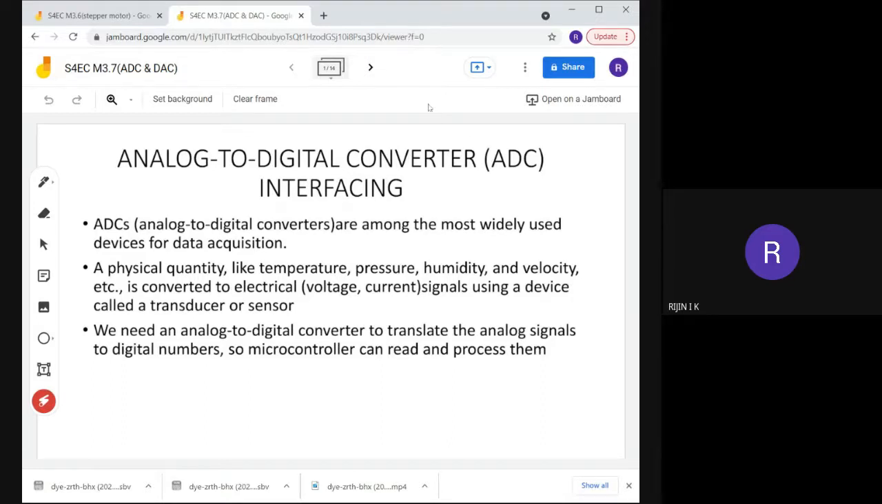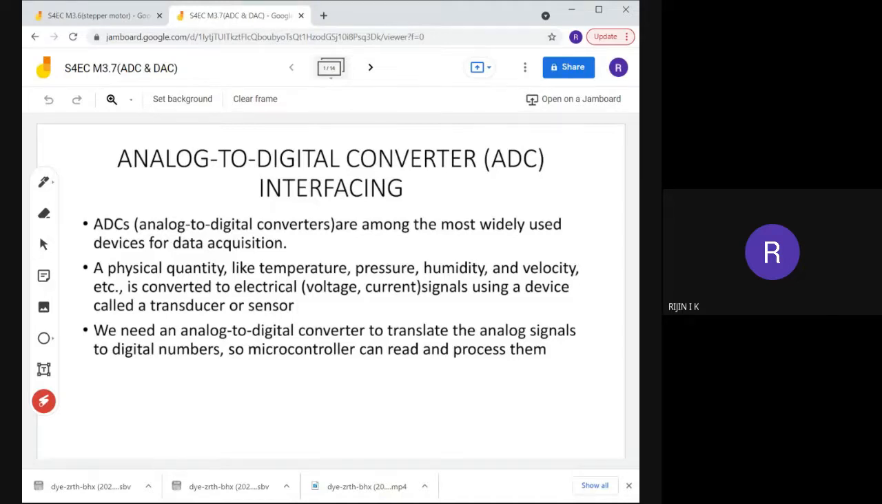Analog to digital converter is a device which is used to convert analog signals or analog values into digital values. Analog values are in the form of voltage or current. We convert those values into digital values, like binary values, zeros and ones. That is the use of an analog to digital converter. We are translating analog quantities like voltage and current to binary values.